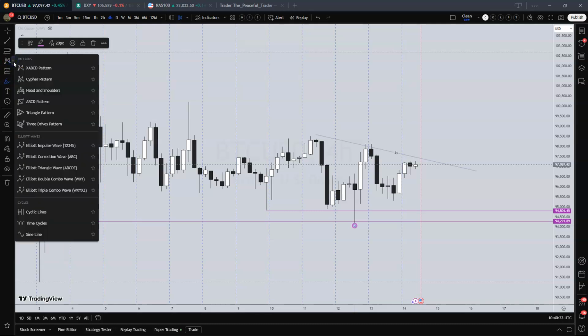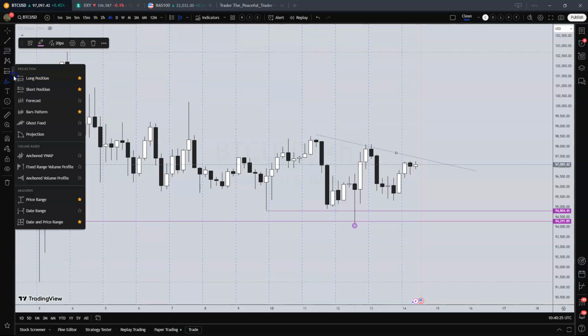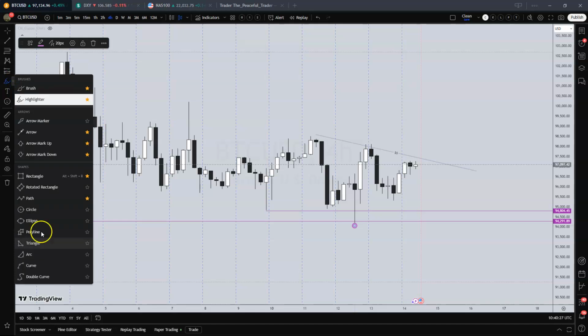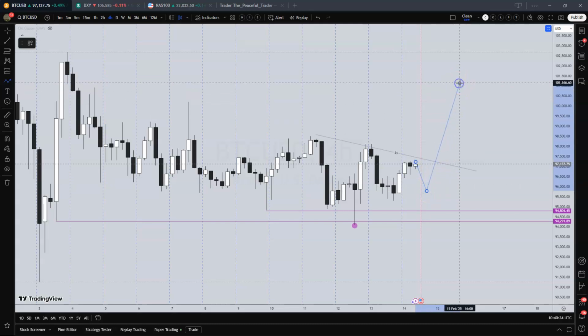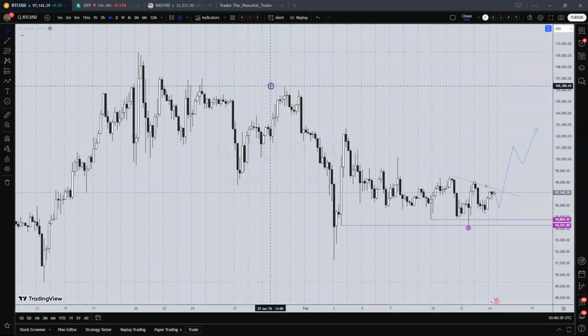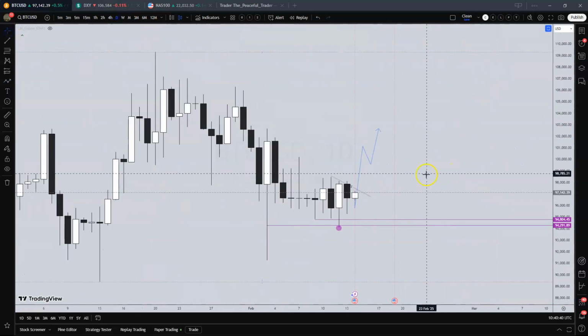Let's just, where's our tool here? Okay, so the idea would be something like this. And why are we looking at that? Well, if we look on the daily, we can see this big wick left behind. The market retraced into these wicks. These wicks act as a support resistance type of idea.